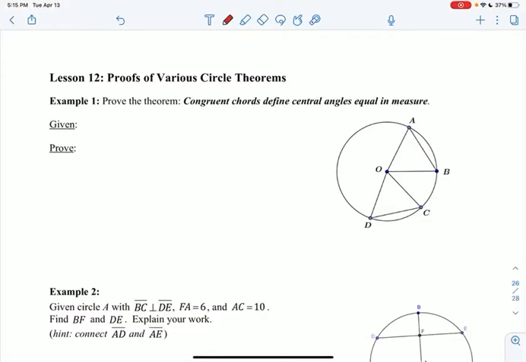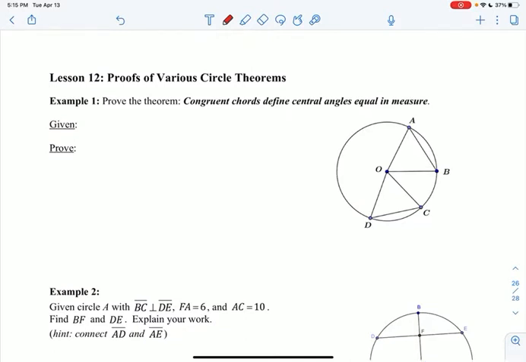Hi everybody, this is the Circle Unit Lesson 12, and today we're going to talk about proofs of various circle theorems. I've mentioned this before, that the Regents loves to have triangles inside of circles and do a proof with them. I'm going to show you how these are not too bad at all to do. So we're going to prove a theorem: congruent chords define central angles equal in measure.